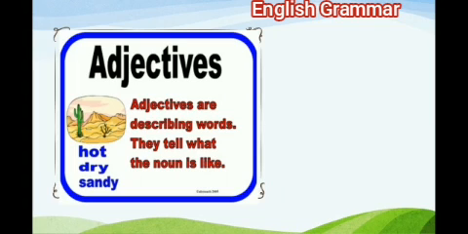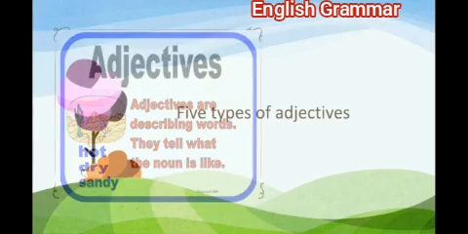Okay, we can see this picture here. We have hot, dry, and sandy. All these describe the sand. The sand in this picture looks like a desert. Okay, the sand in the desert is usually hot, it's very dry, and it's quite sandy. So it tells us more about the noun.